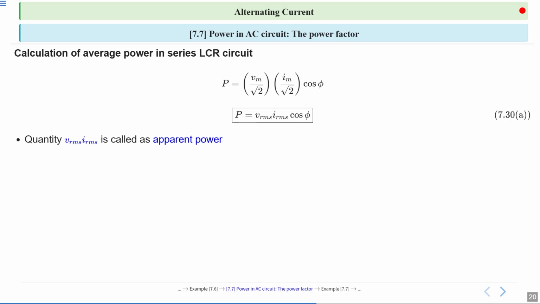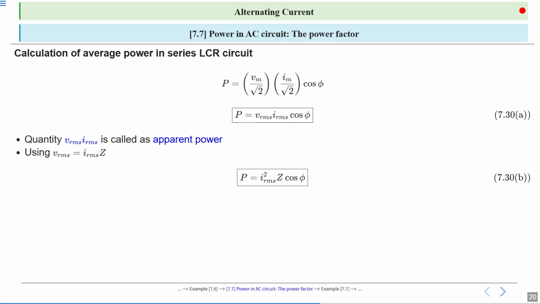So the quantity Vrms Irms is called apparent power. Only this quantity Vrms Irms, without cos phi, is apparent power, or we can say virtual power. Using Vrms equal to Irms Z, we can find the other two forms of this power, or we can put Irms equal to Vrms upon Z. So it will become P equal to Vrms square upon Z cos phi, or if we put Vrms equal to Irms Z, it will become P equal to Irms square Z cos phi.